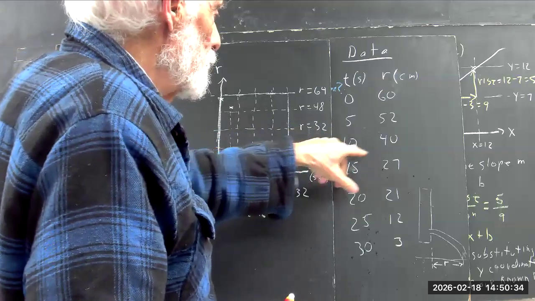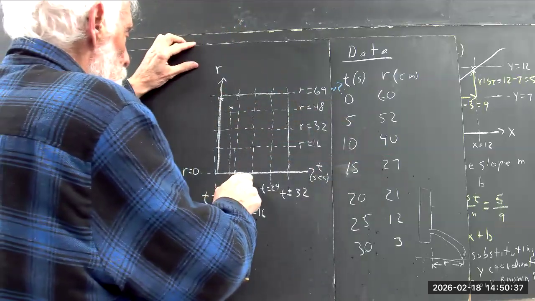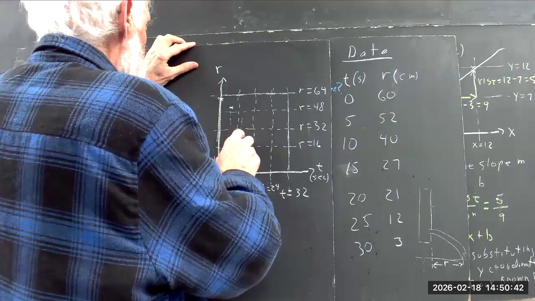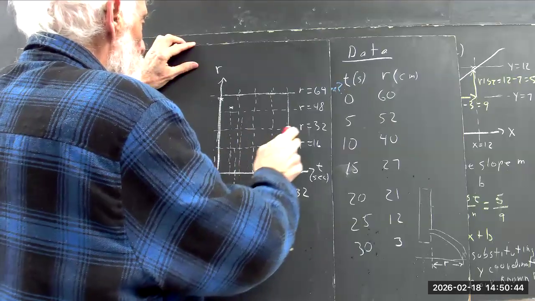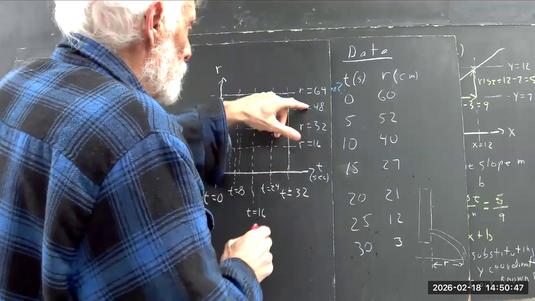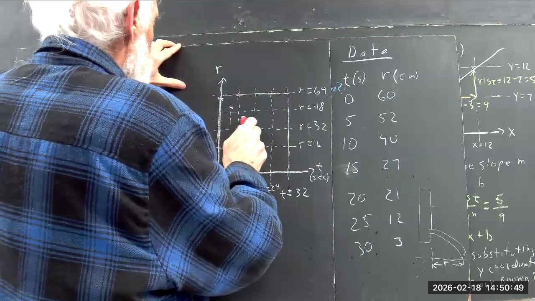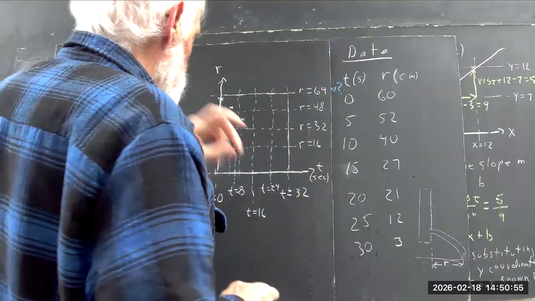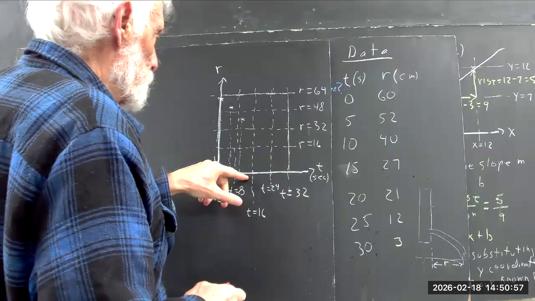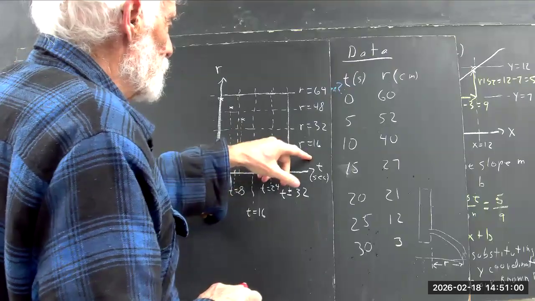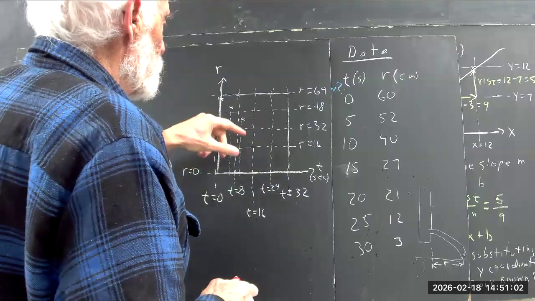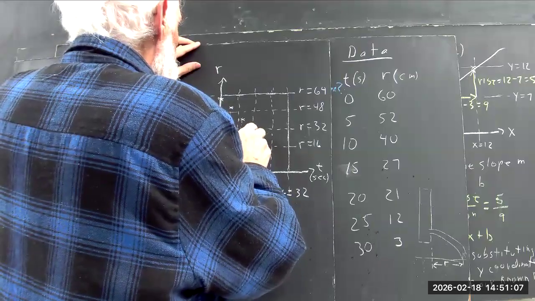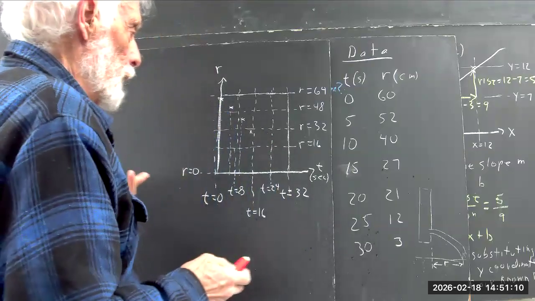Then we keep doing this. T equals 10, R equals 40. 10 is, if 8's here and 16's here, then 10 is about here. And R equals 40 turns out to be halfway between 32 and 48, so we can locate that pretty accurately. So we've got this point. 15, 27. 15 is just a little less than 16. 27 is between 16 and 32, about 2/3 of the way from 16 to 32. So without drawing a bunch of lines, I'll put a point about here. I think that's fairly accurate.